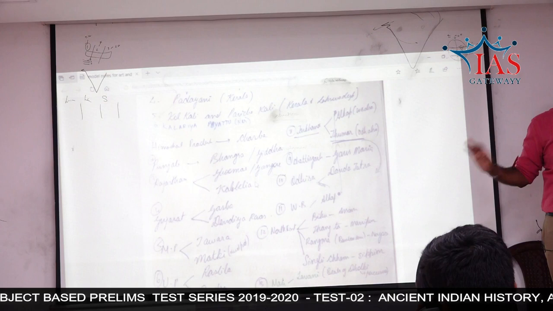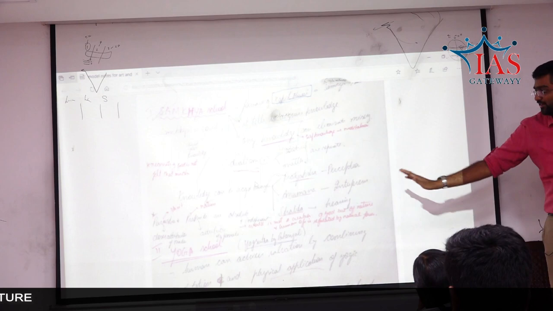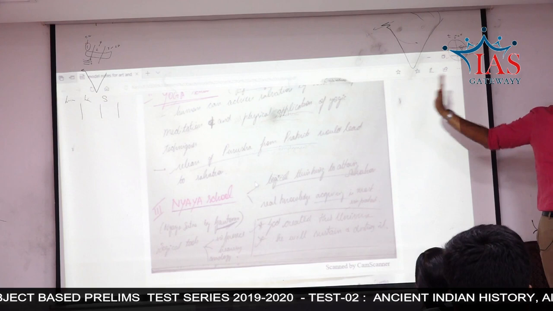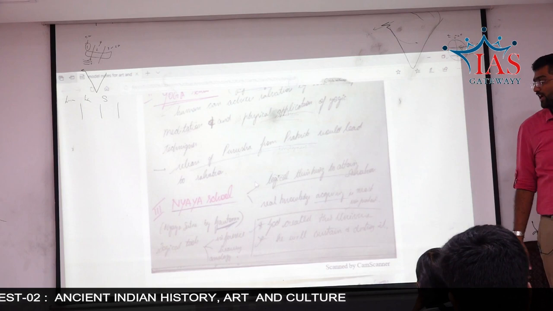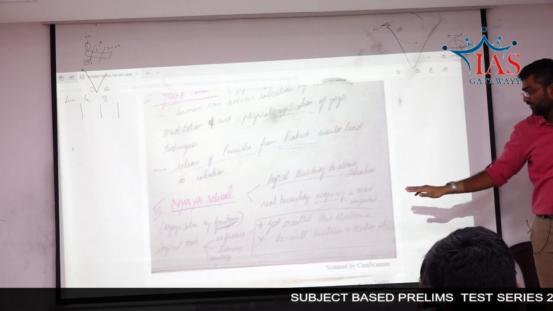Okay, next, orthodox schools. The schools are very important. For Samkhya school, you should have the points in that. Yoga school, who founded it, what is their philosophy. Nyaya school, what is the philosophy, who did that, and what is the concept of God and universe here. For everything the philosophy should be there. This is how you should prepare the schools of thought. Take Nyaya school: logical thinking to attain salvation. Acquiring real knowledge is most important, that is their concept. God created this universe and he will sustain and destroy it. So this is the philosophy there.